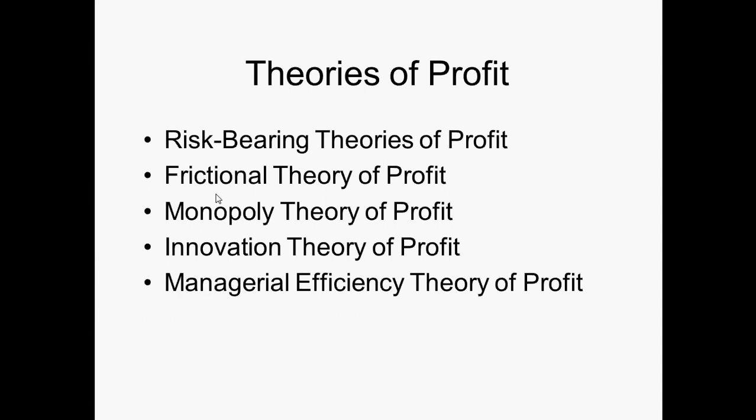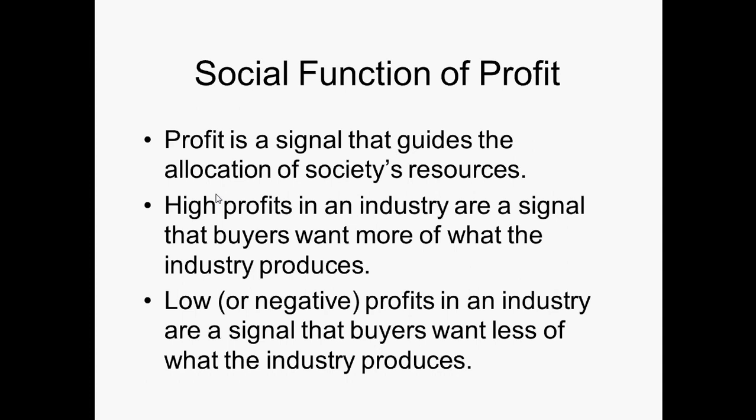Managerial efficiency theory of profit. This is the idea that some managers are smarter than others, and so the smartest managers, if the marginal manager earns zero profit, then the smartest manager should be able to earn more. Those are all different theories of profit, and they're probably all true in different contexts, so it's not really an either-or situation. It's just things to look out for why certain industries might exhibit more profits.